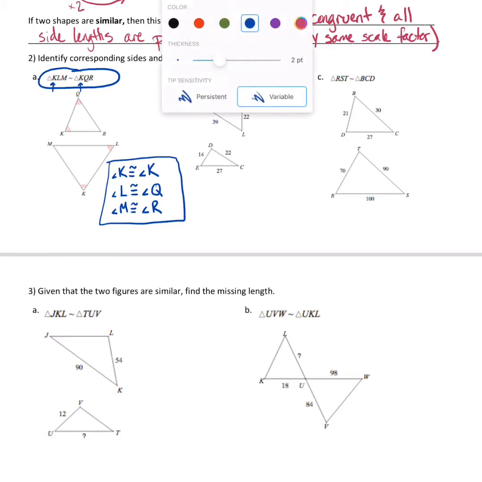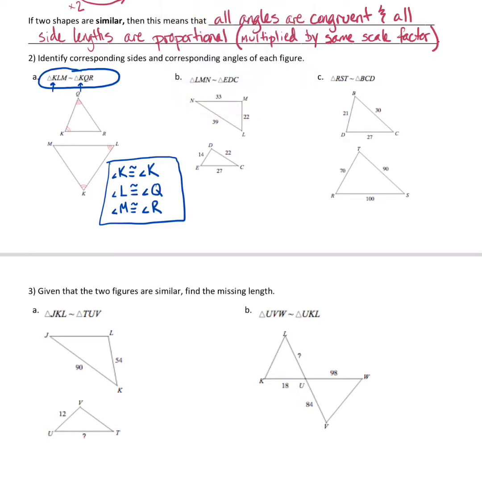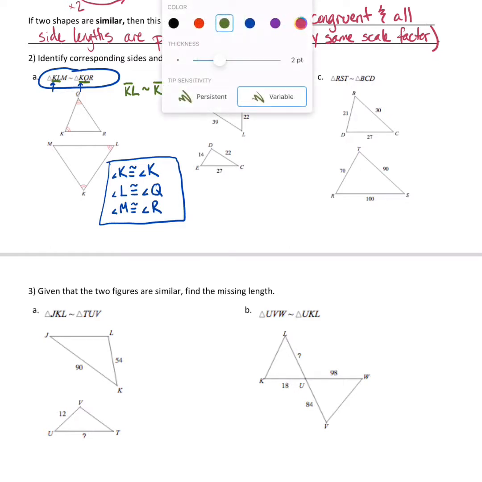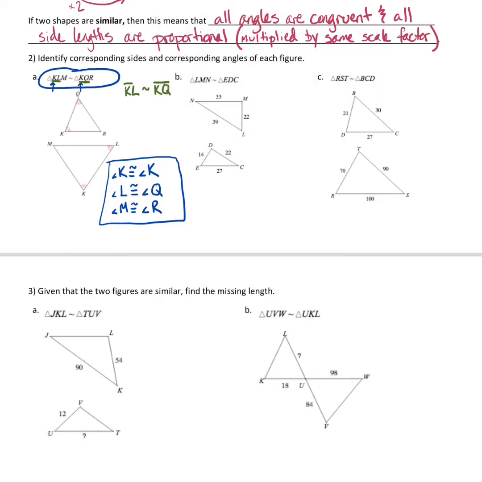If I'm looking at side lengths, all I'm going to do is look at the order of this. So I see it starts with KL to KQ. So I know that KL is similar to KQ. There's a new symbol for you. That little squiggle in between, that means is similar. Up next is LM to QR. So we know LM is similar to QR. And my last pair is KM to KR.